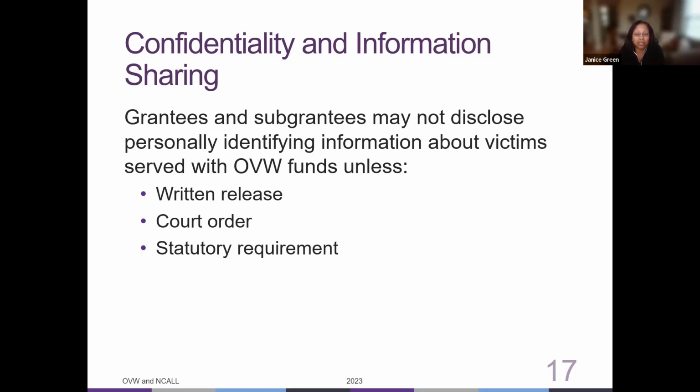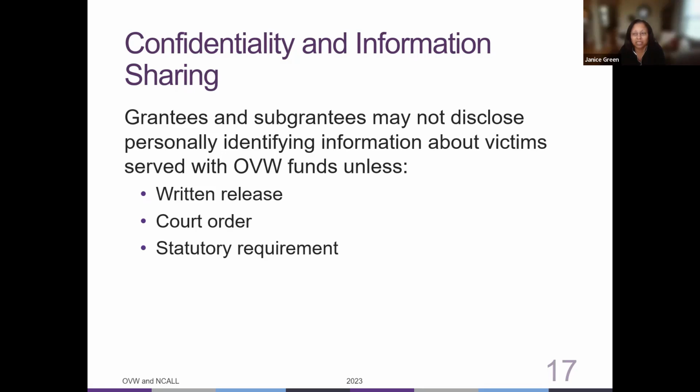The only other ways that you can release victims' confidential information is if you are required by court order, or if there is a statutory requirement in your state that requires you to release that information. The thing to remember, though, is even if you are required by court order or statutory requirement to share information, you need to be very specific about what that requirement requires you to release. So for example, let's say that you get a court order asking for the name of a particular victim or an address of a victim. You need to limit it specifically just to what the court order is asking.